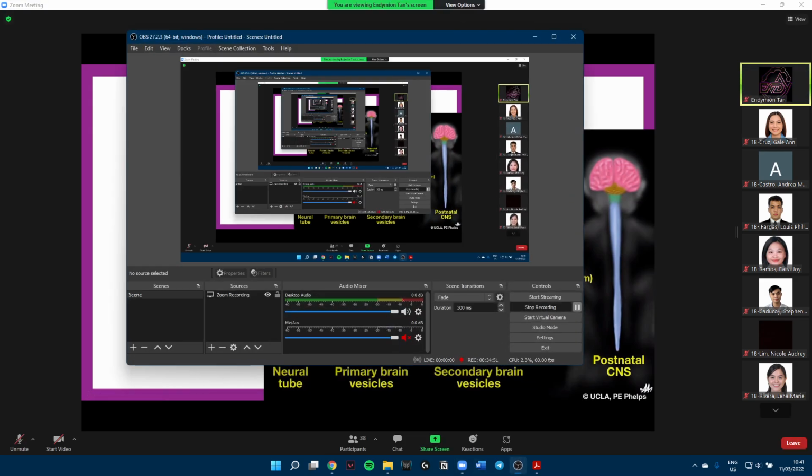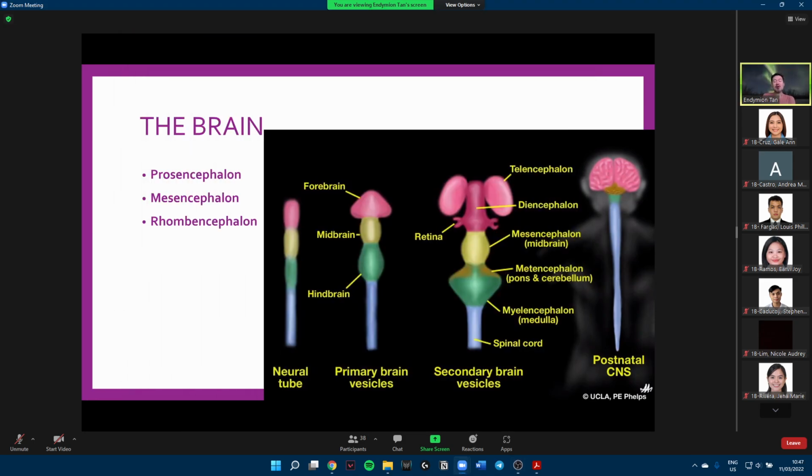So let's talk about the brain. So when we're talking about the brain, you have to remember the anlage, yung pinaka-parent na kung saan siya nanggaling. So the brain came from the neural tube. And the neural tube would differentiate to become the three primary brain vesicles.